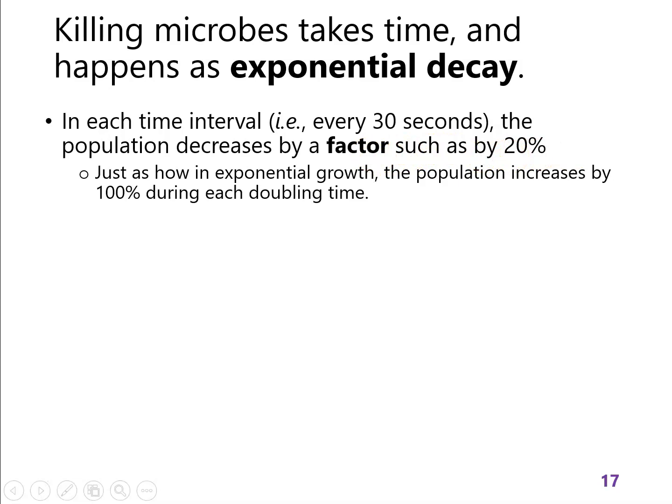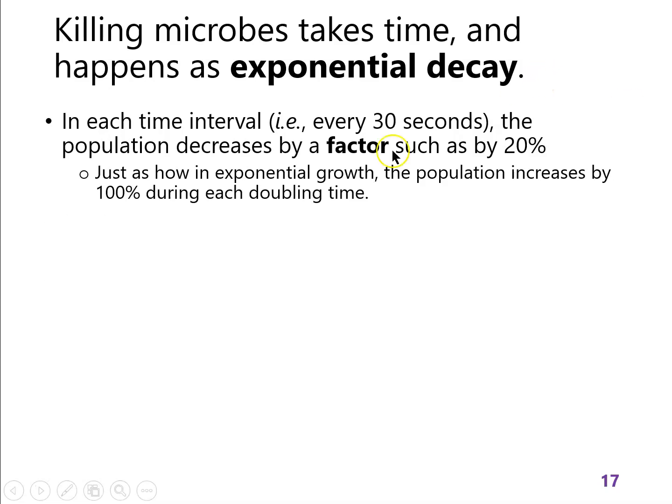So for example, every 30 seconds, it decreases by 20%. And then in the next 30 seconds, it would decrease by 20% of the remaining. Think of it as the opposite of exponential growth. In exponential growth, the population increases by 100% every doubling time, or every generation time. In exponential decay, you get a decrease by a factor every set time.